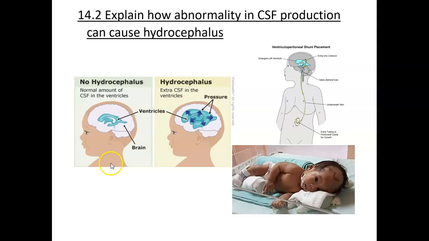That's where I'm going to stop, and we'll go on to brain in the next lecture.